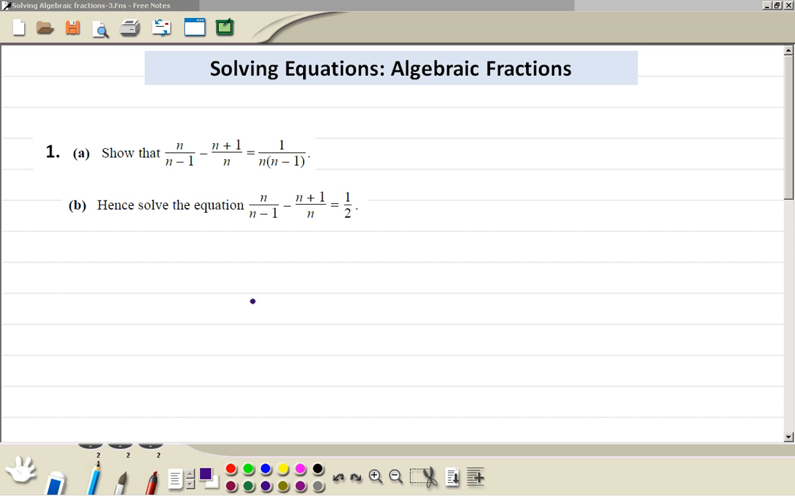Algebraic fractions. So we do part A. So we have n divided by n minus 1, minus n plus 1 on the top, divided by n. So we need a common denominator. The common denominator of n minus 1 and n, because they have nothing in common, is basically n times n minus 1.